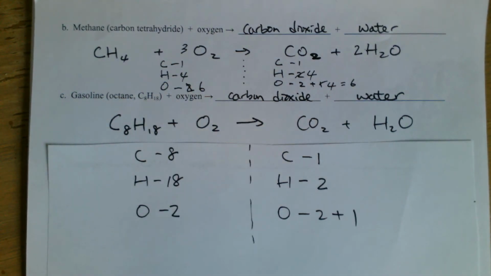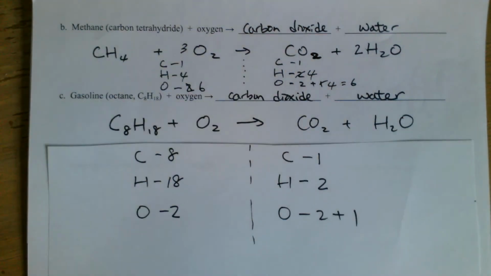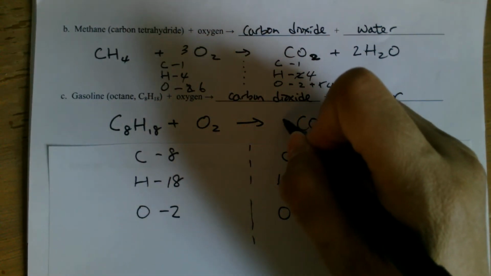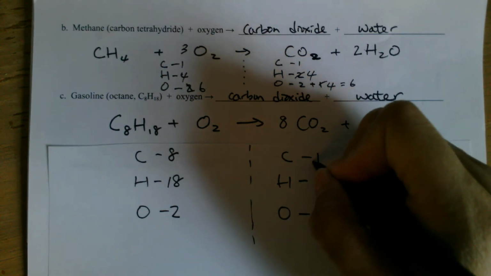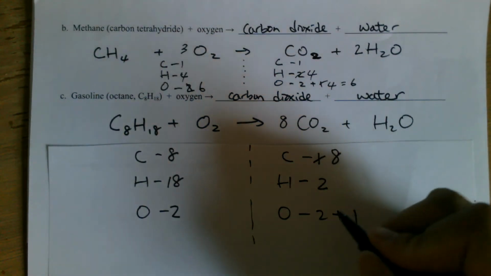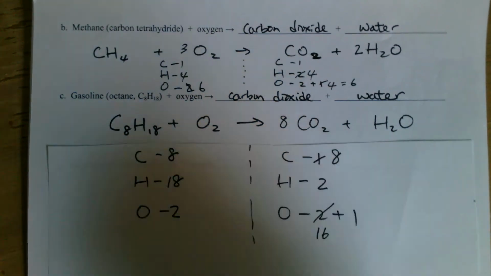Alright, so the balance for this problem is a little bit long, but it's doable. The first step, we always want to balance our number of carbon. So carbon, we need to multiply our carbon dioxide by 8. So on this side, I'm going to multiply this by 8. And that will give us 8 carbons and 16 oxygens.